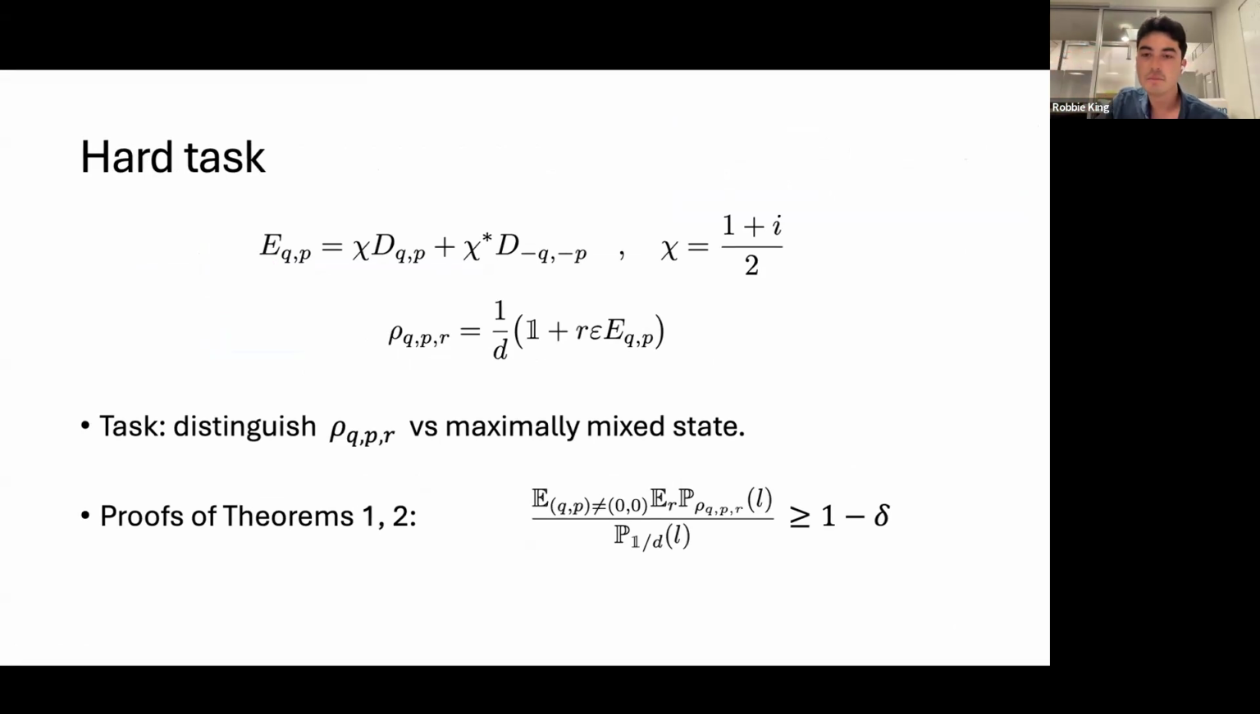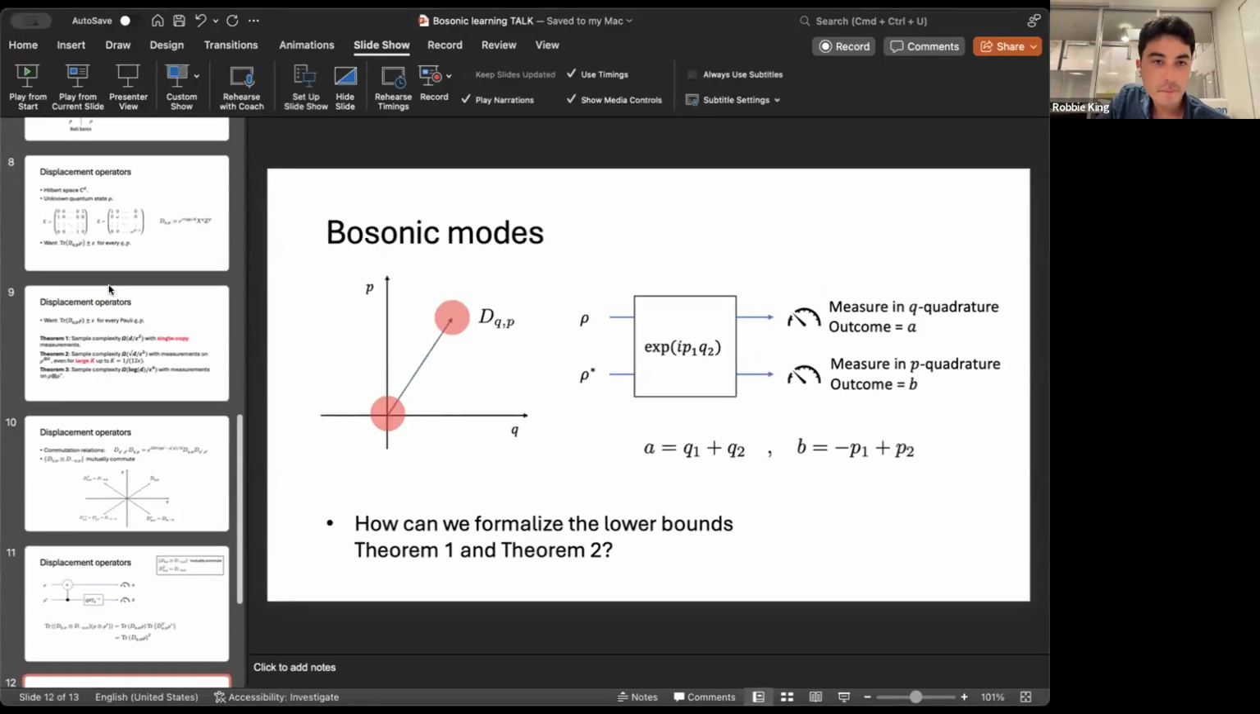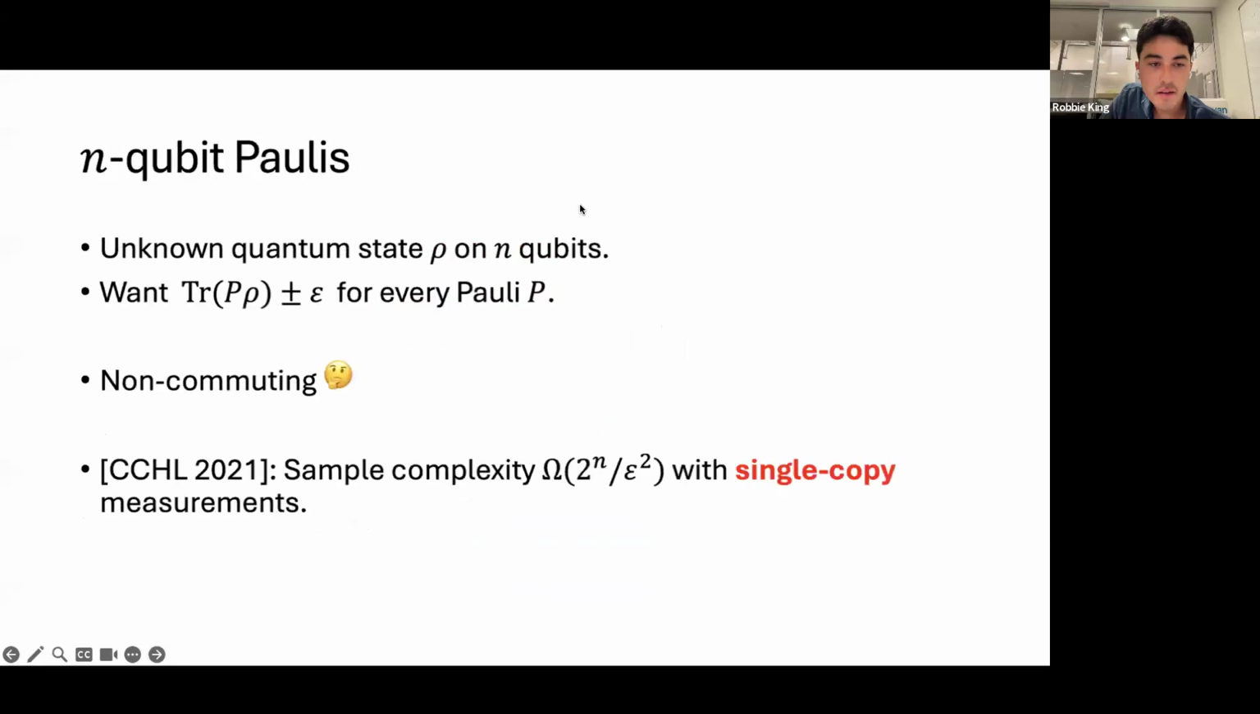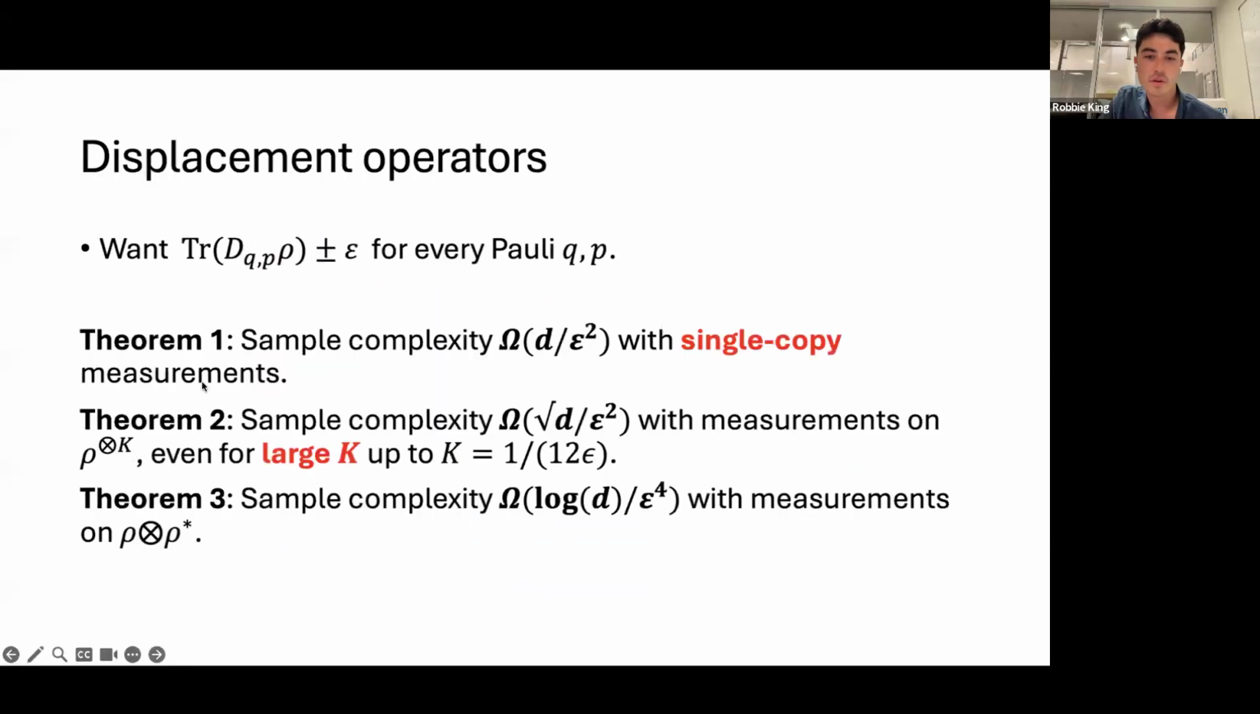this is how we establish these, oh sorry. Let's see. This is theorem 1 and theorem 2. So in particular, how do we establish these hardness results? Well, we reduce the learning task to a distinguishing task, and we show that you need many copies of the state in order to distinguish two situations.